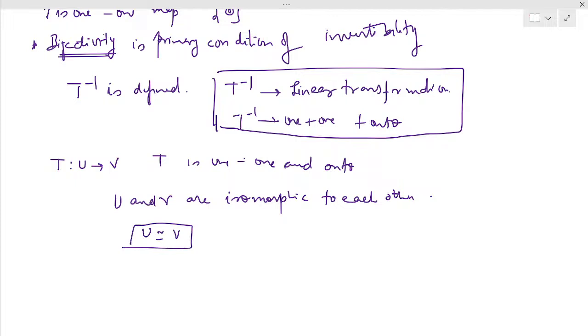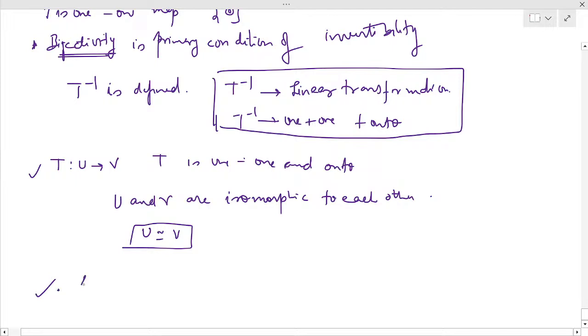One of the most important things that you can think from here is that whenever you say that two structures are isomorphic, let's say U and V are isomorphic, there are two important assertions that can follow. The first important assertion is with regards to basis. So let's say T from U to V is an isomorphism.